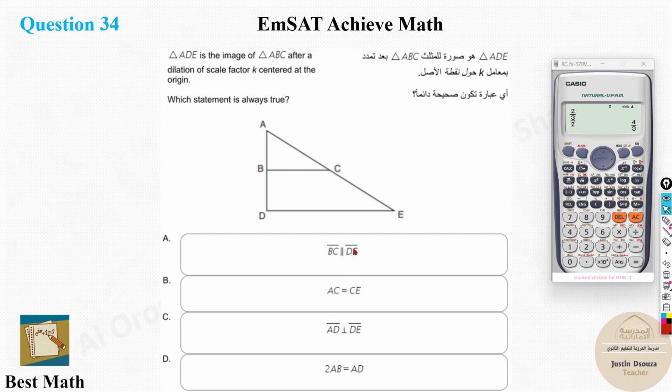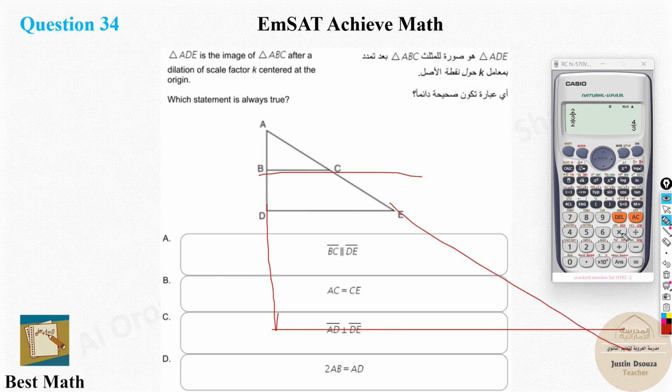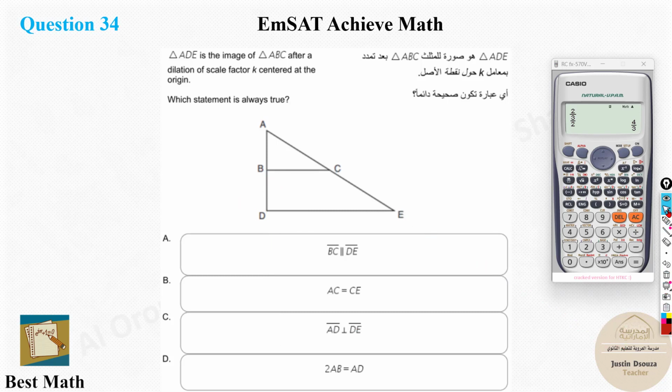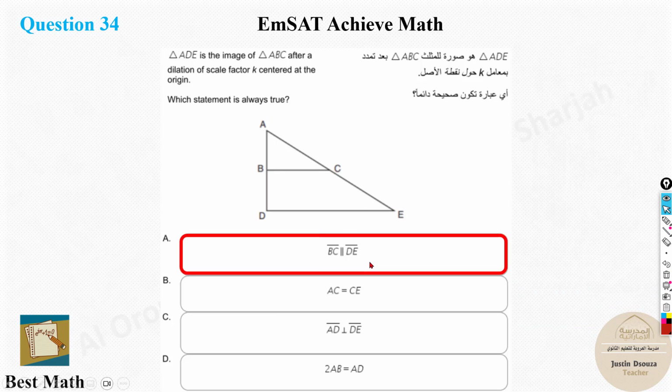BC is parallel to DE. Now this can be always true. Why? Because we are starting from the origin A, right? So from here, doesn't matter what happens, these lines will always be parallel. Yes, absolutely. You can see these parallel lines as it grows. If it goes down as well, this will always be parallel to this. That doesn't change. So that's the answer.